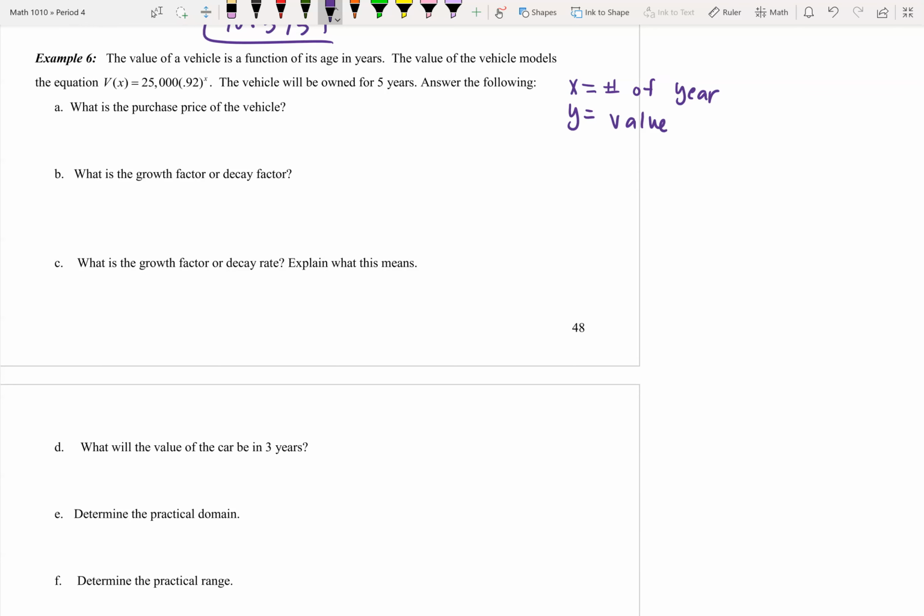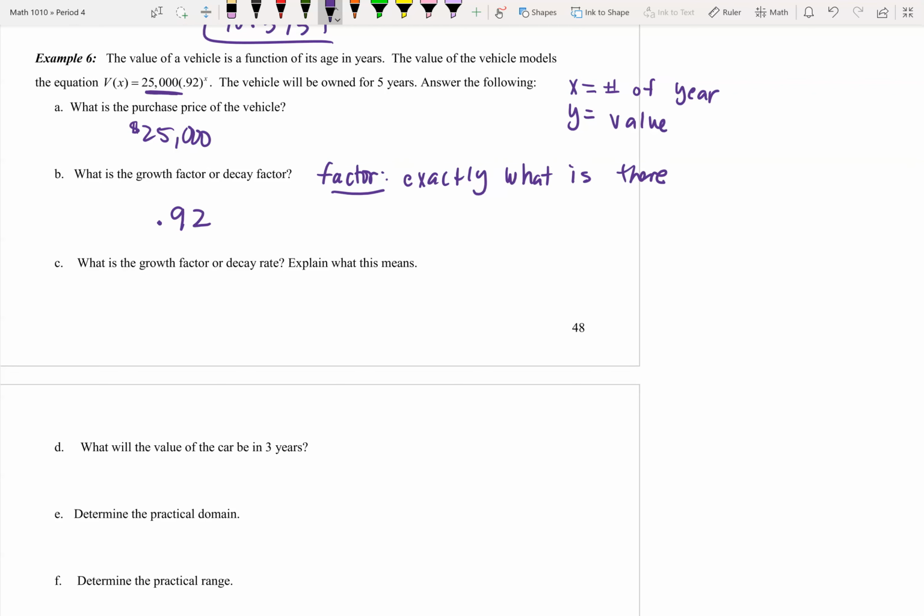Okay, can anybody tell me the purchase price of the vehicle just by looking at the equation? Remember that's where you start. So we're just going to go $25,000. What is the growth factor? Okay, this is important. So everybody write down the word factor. Make sure you're writing this down. Do you see the 0.92? That is your growth factor. 0.92, done.